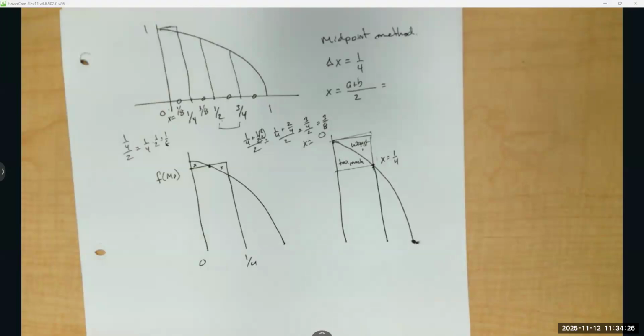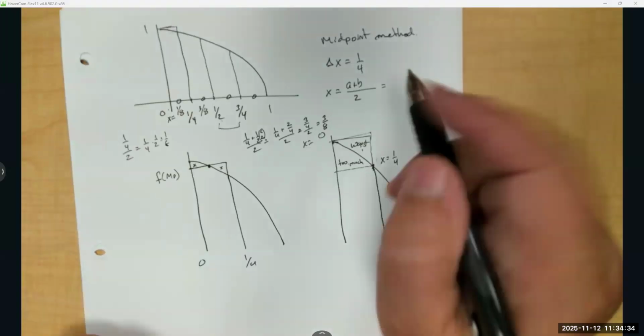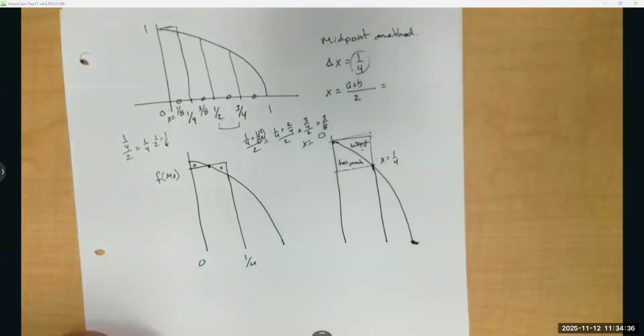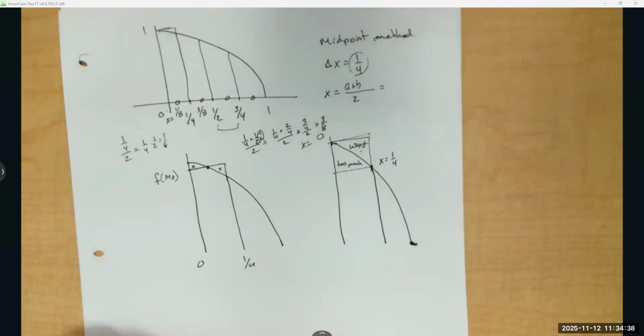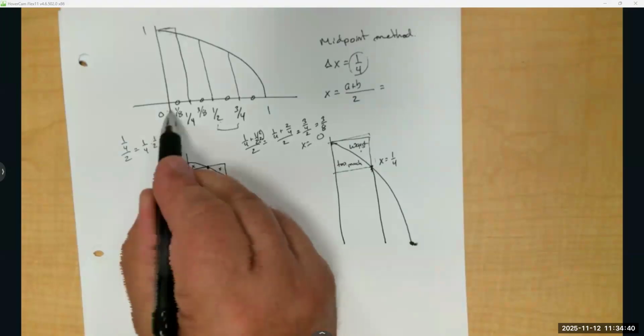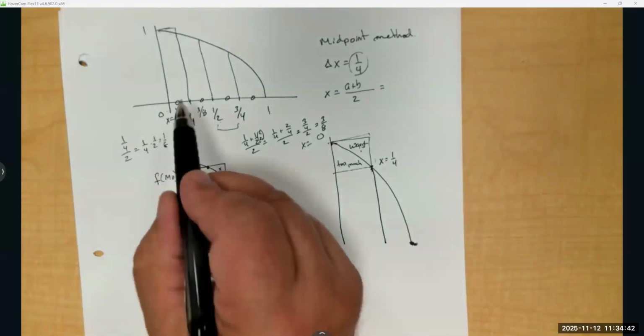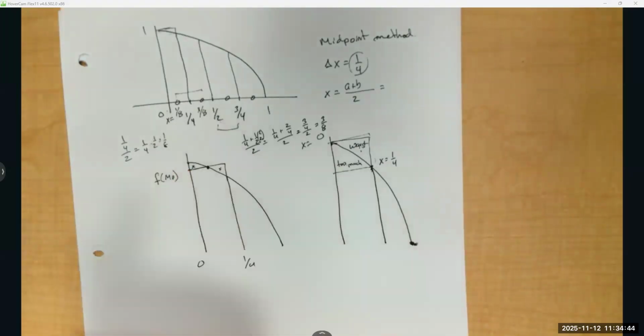There's actually a faster way you can do this. Can you guess what it is? Not 1/8. Not the midpoint, but 1/2 of 1. Add the delta x size. Because from the beginning to the end of each interval is 1/4. That means the midpoint to midpoint should also be 1/4.